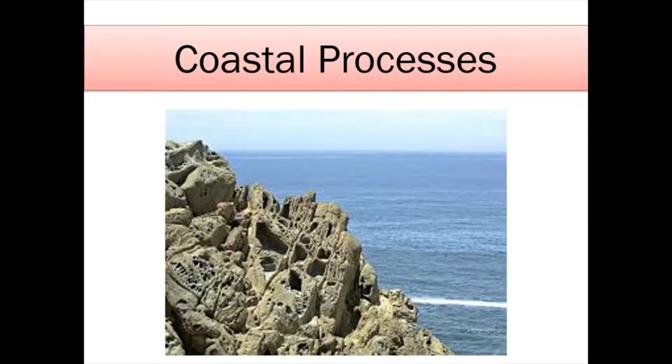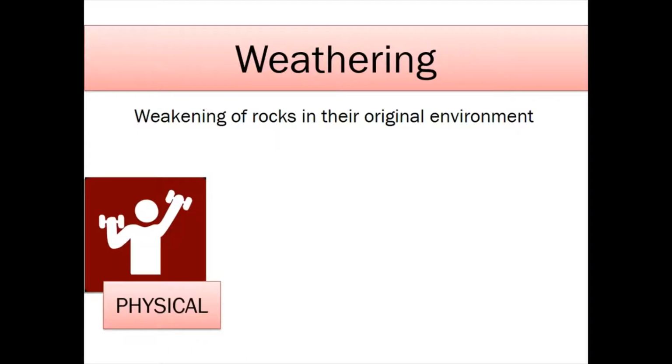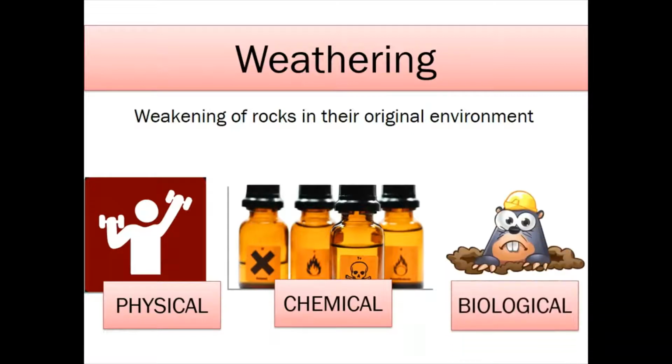This video is going to focus on the coastal processes that we see on our UK coastline, today focusing on weathering. As a brief reminder, weathering is just when rocks are weakened in their original environment. They are not moved away, because when they are moved away, we call that erosion. So this is just weakening the rocks and leaving them where they are. There are three main types that you have to know: physical weathering, chemical weathering, and biological weathering. And I'm going to talk you through all three of those types in this video.